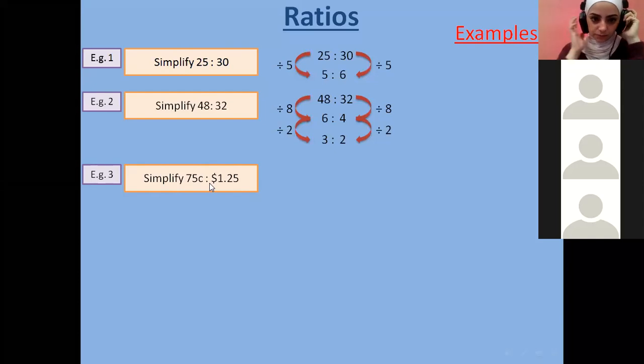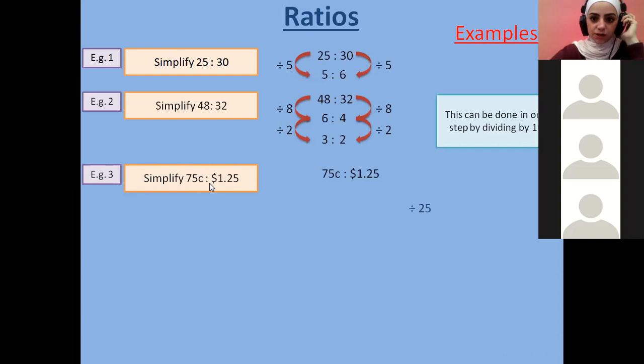Example 3, 75 cents and $1.25. We'll change $1.25 to cents by multiplying by 100. Excellent, because in $1 there will be 100 cents, so it will be 125 cents. This is what we did, we multiplied by 100.